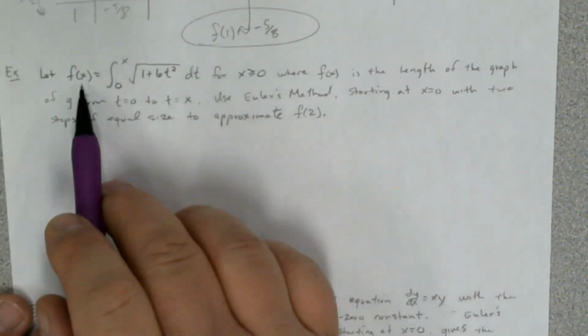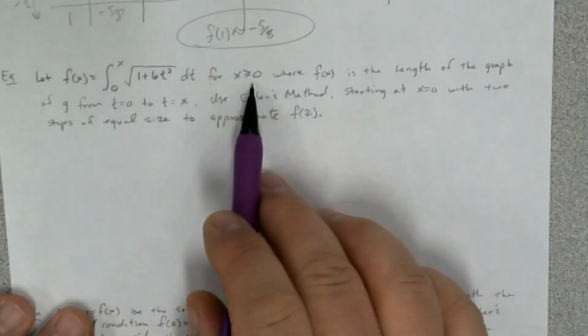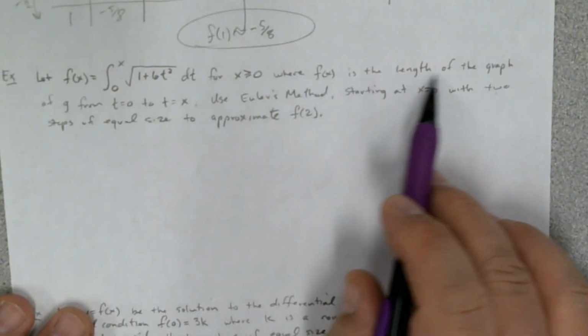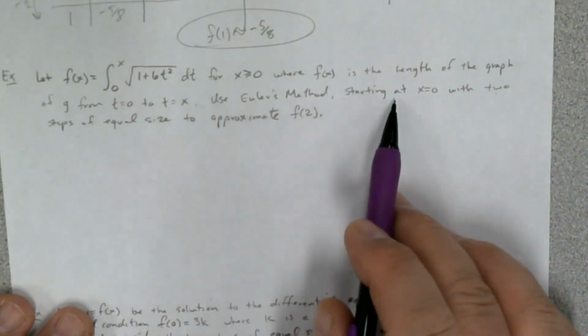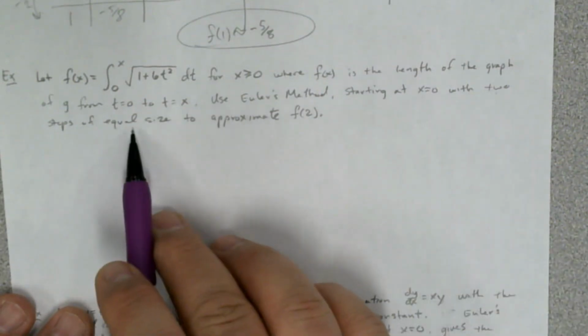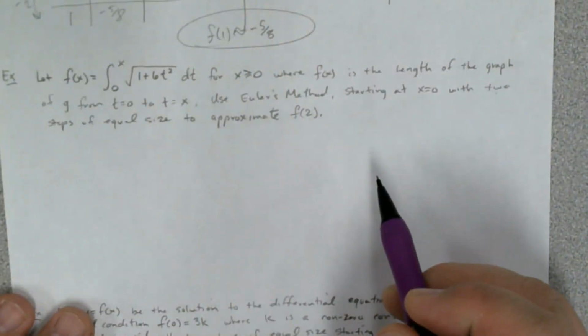Here is f of x. It looks like that. X is greater than 0. F of x is the length of the graph of g from 0 to x. Use Euler's method starting at 0 with 2 steps of equal size to approximate f of 2.